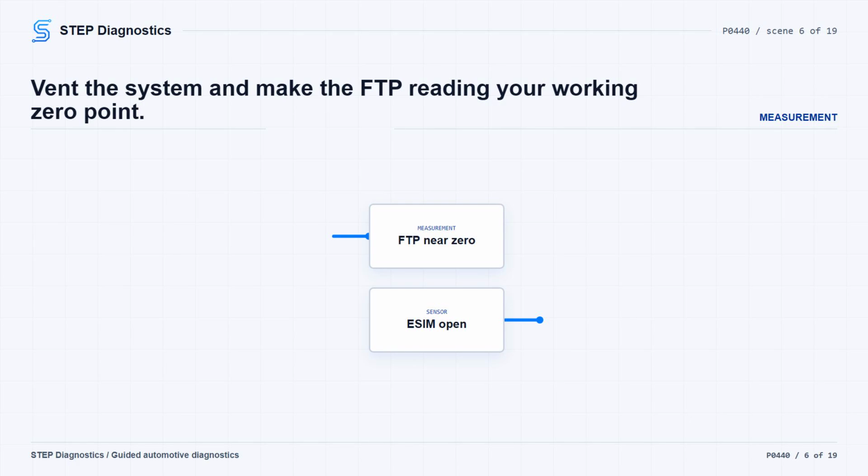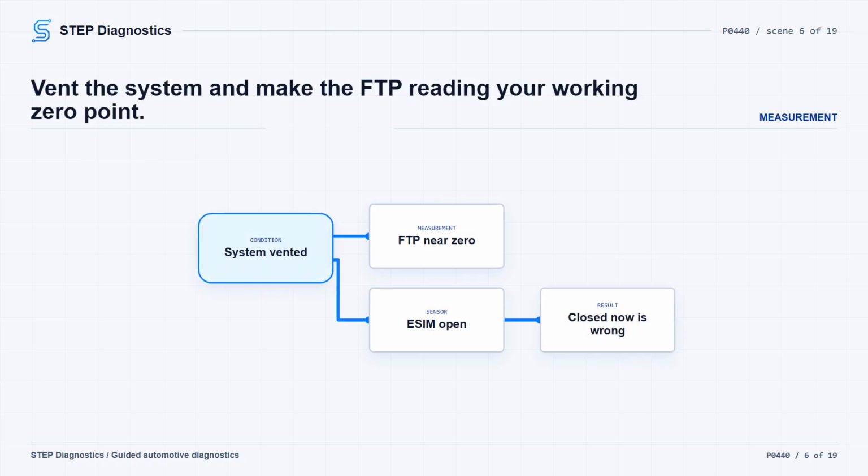First, with the ignition on, vent the EVAP system to atmosphere and watch the ESIM switch and fuel tank pressure sensor. You can vent it by removing the gas cap, opening the capless filler, or actuating the purge solenoid for 1 minute with the scan tool. At this point, the ESIM switch should be open, and the fuel tank pressure reading should be near 0. Do not get hung up on the pressure value being exactly 0. Whatever the sensor reads while the system is vented becomes your 0 reference.